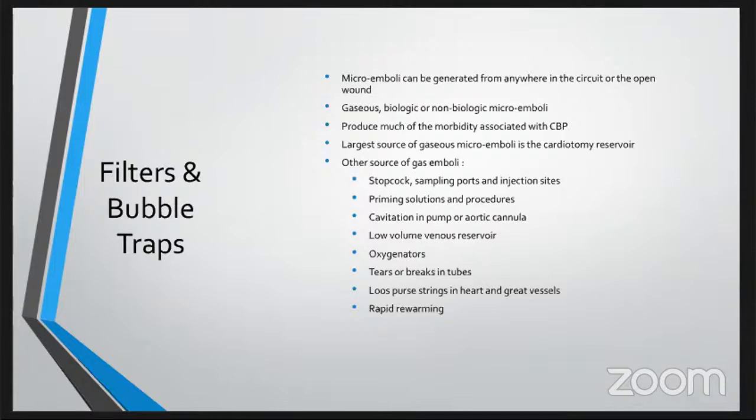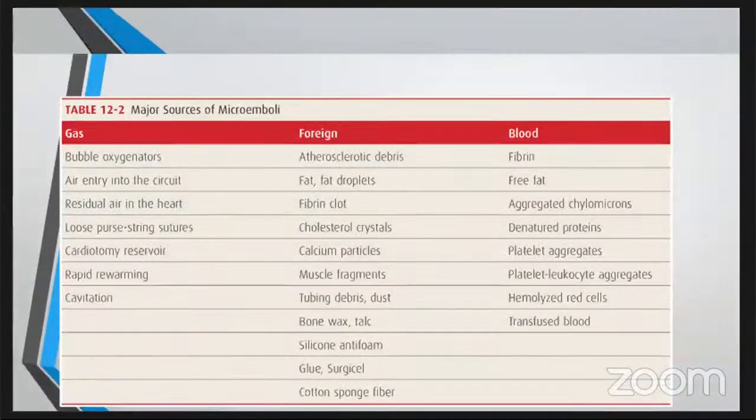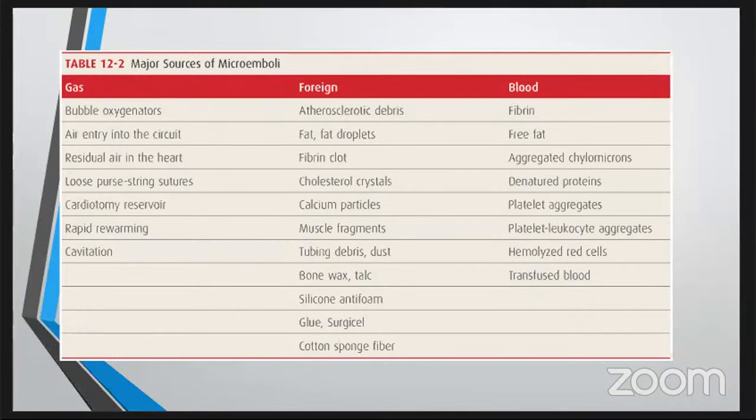Other sources might be the stopcocks for the pump circuit, sampling ports and injection sites, the priming solution and the procedures, and cavitation, pump or aortic cannula, a low volume venous reservoir. That's why usually we have a sensor to detect the low volume status in the reservoir, or by direct observation. Oxygenator, tears or breaks in the tubes, loose bursting in the heart and great vessels, and rapid rewarming. This table summarizes the major sources of microemboli, whether gas, foreign body, or blood-based microemboli.